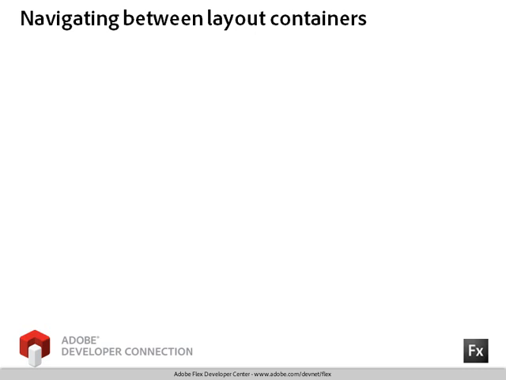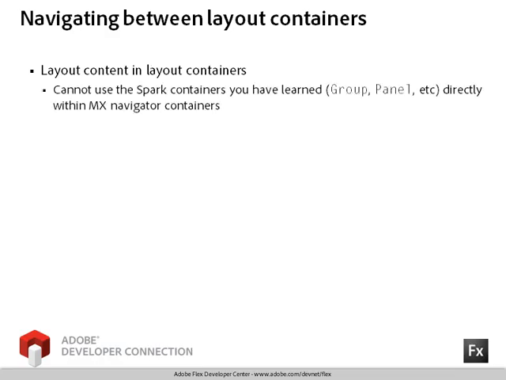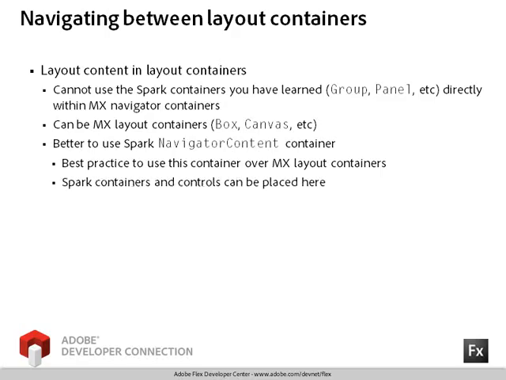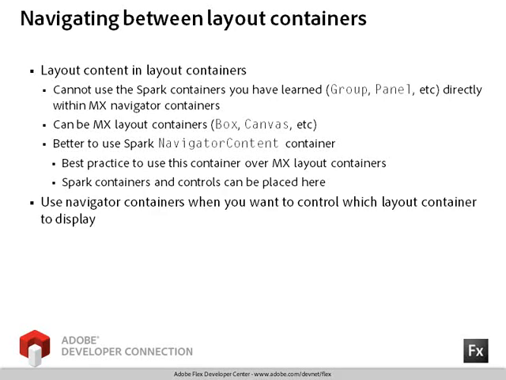Navigator and layout containers can work together. All of your content is first laid out in layout containers. However, you cannot use the Spark containers that you have already learned about, like group and panel, directly within the MX navigator containers. The MX navigator containers work with the MX layout containers or the navigator content Spark container. It is a best practice to use the navigator content Spark container instead of the MX containers whenever possible. You can place the Spark layout containers and controls inside of the navigator content container. The navigator containers are then used to control which of the layout containers should be displayed.